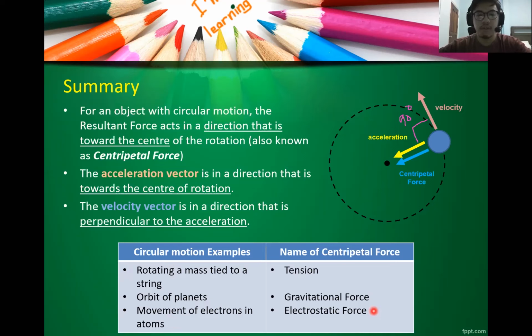So I hope you understood what I just explained. And that is the end of chapter 3, actually. So next chapter, we will go on to talk about mass, weight, and also density.